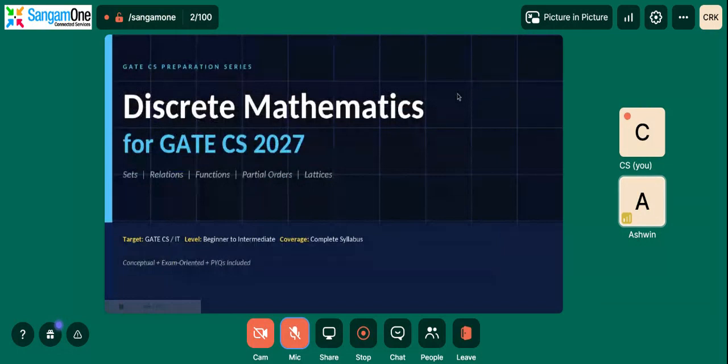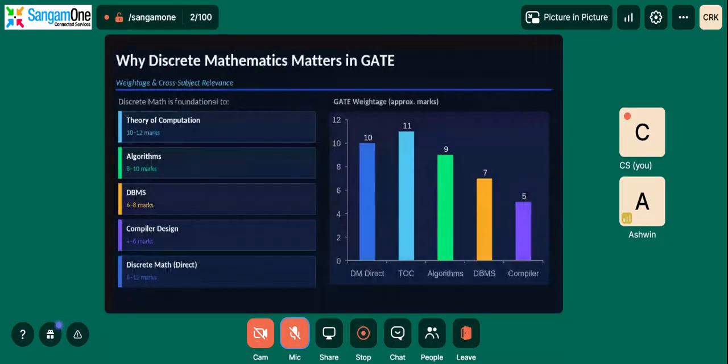So today I will be teaching sets, relations, functions, partial orders, and lattices. Next, why discrete mathematics matters in GATE. Discrete mathematics is foundational to the theory of computation, algorithms, DBMS, and compiler design. These are the mathematical structures which are observed over a period of time in discrete mathematics in GATE.